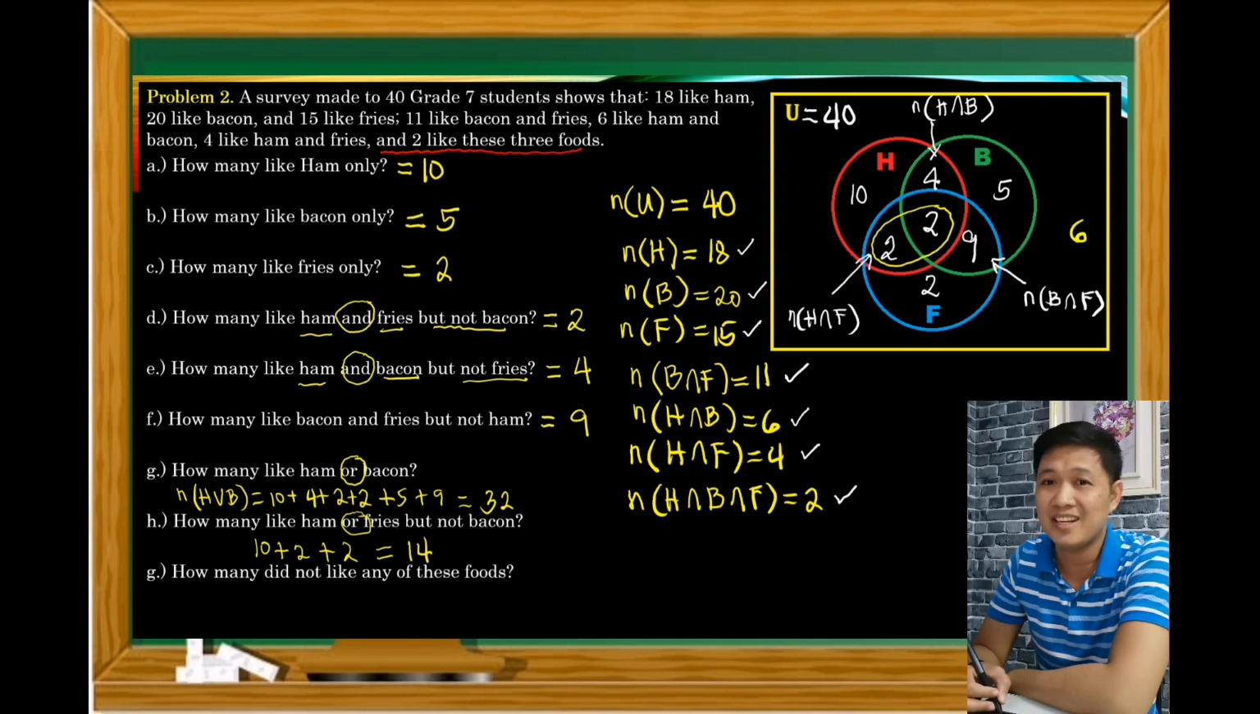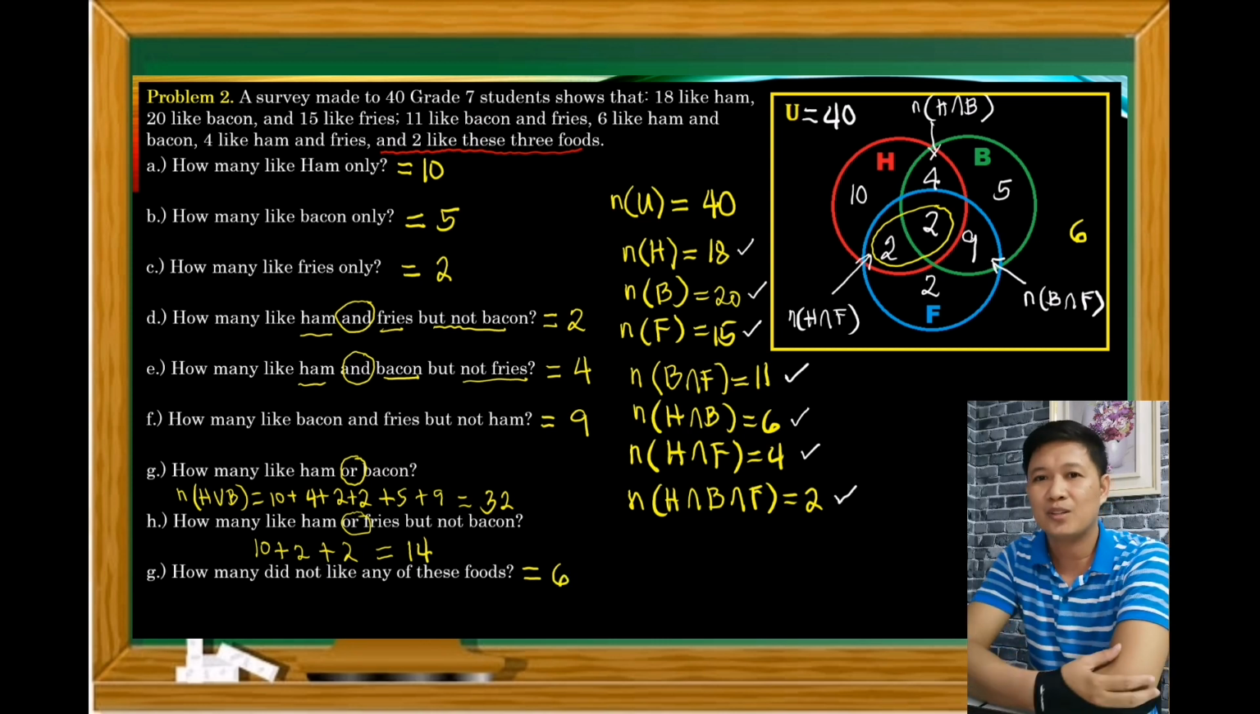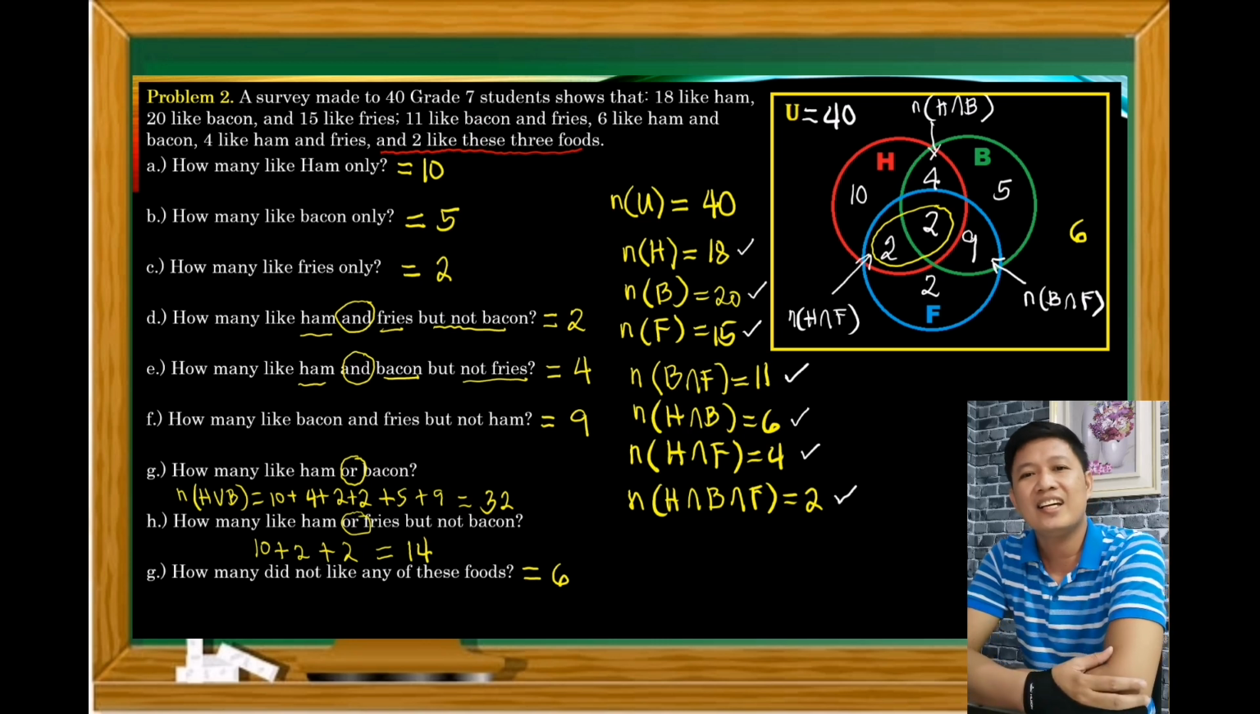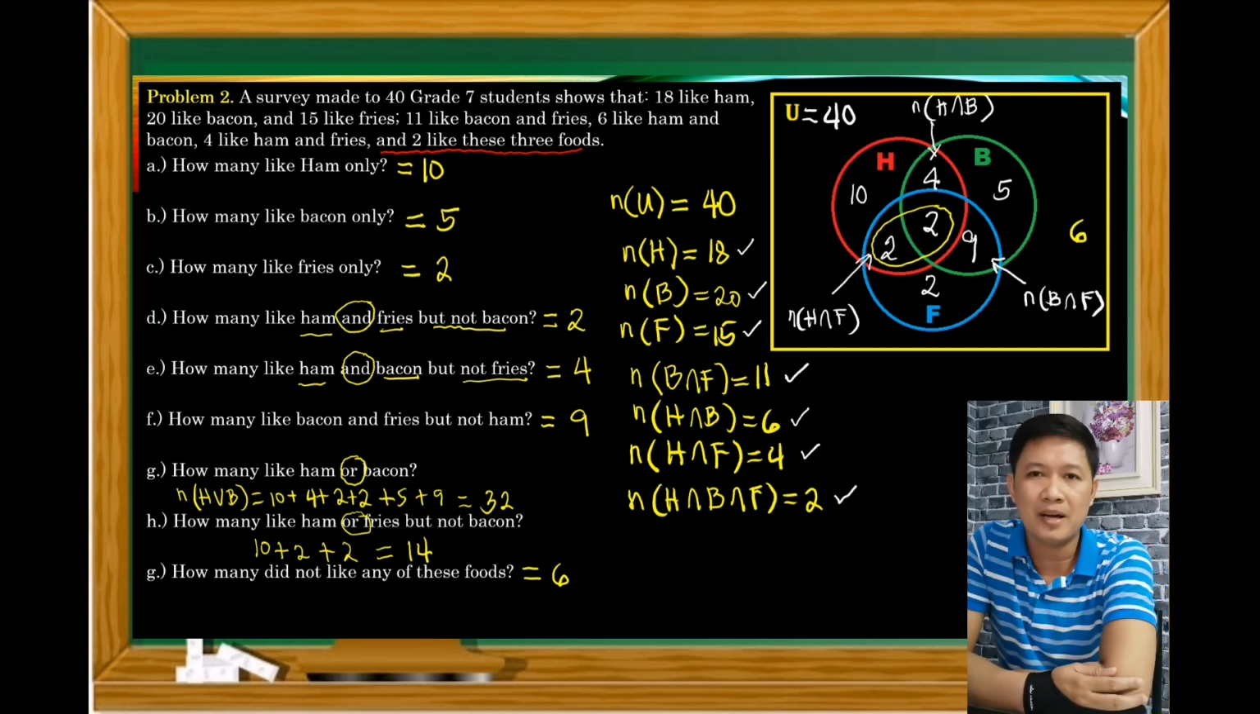And letter G, how many did not like any of these foods? So, ayun, malinaw naman na yun, di ba? Nakikita natin talaga dyan na ang may ayaw sa tatlong foods na yan ay 6 lang. Okay? So, that is 6. So, nasagot na ba natin lahat ng mga tanong? Mahirap ba? Hindi naman, di ba? Okay, slight lang.